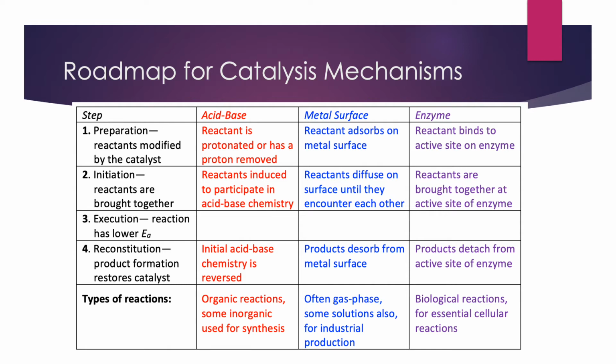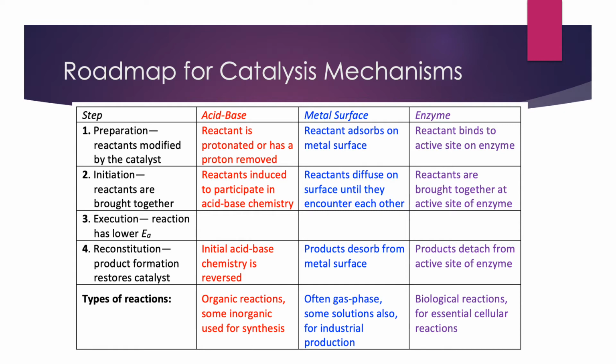In the execution stage, that can vary quite a bit depending on the nature of the catalyst. So I'm not even going to try and clarify that, but just say that this is the stage at which the reaction actually occurs. In the fourth step, we have reconstitution. That is, product formation will then restore the catalyst to its initial state so that it can go and work on another type of reaction. So how do these look for these different catalyst types?